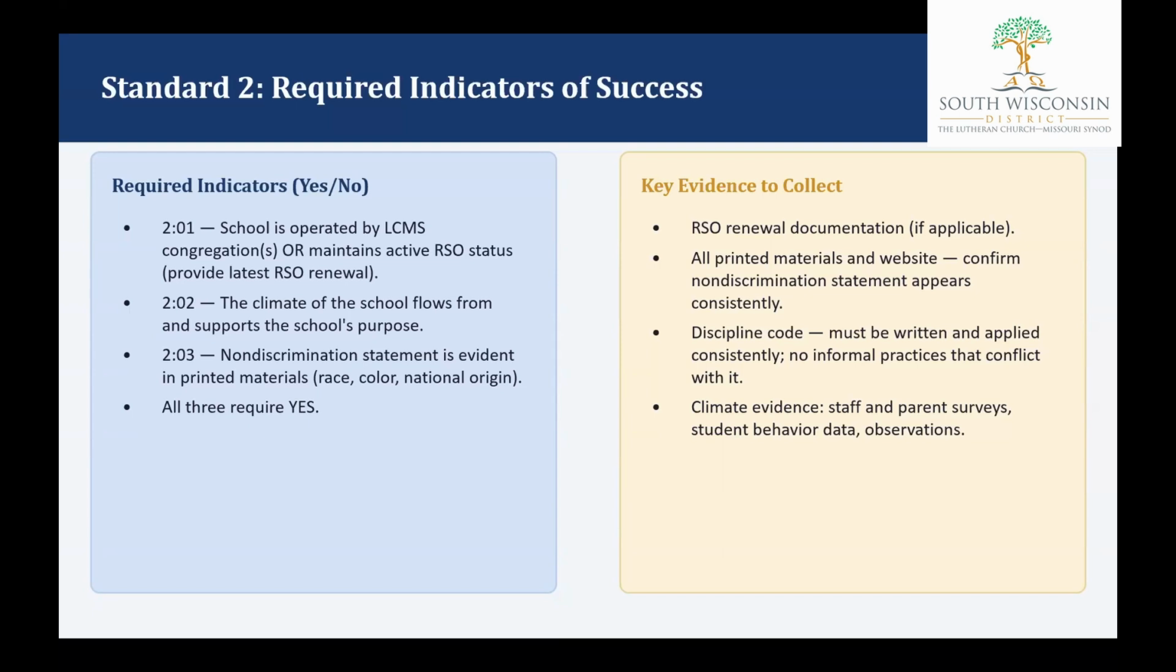203 non-discrimination statement again. Key evidence to collect. We provide you with some items over here, the RSO renewal documentation, all printed materials, websites confirm the non-discrimination, that again, the discipline code is there, and climate evidence from surveys, observations, and those focus groups. So make sure all the evidence is present. If it's a single congregation school, there should be noted that it's single congregation and what that looks like in your setting. Sometimes it's not an RSO, but there's multiple LCMS congregations. So you'd want to list all of the LCMS congregations that are part of supporting your school.